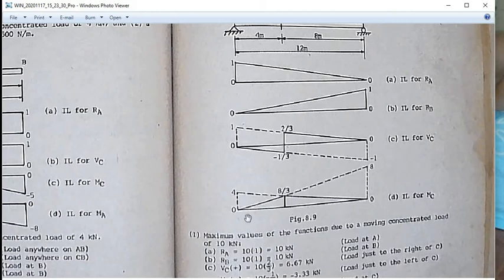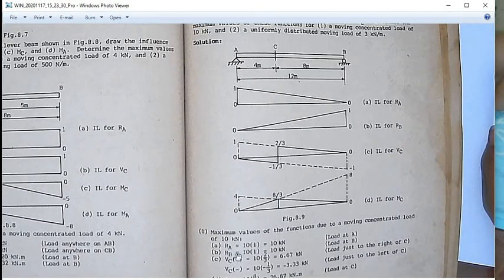Now, let's apply the concentrated load of 10. So, at point A, or reaction A, maglagay ka niyan ng 10 dyan, obviously, magiging 10 din na reaction A mo. Ganon din sa B.